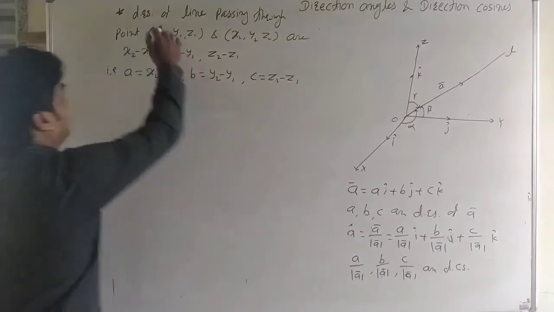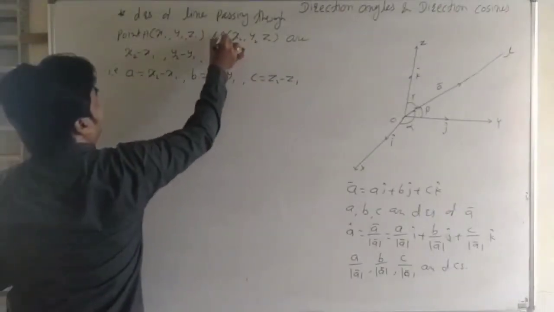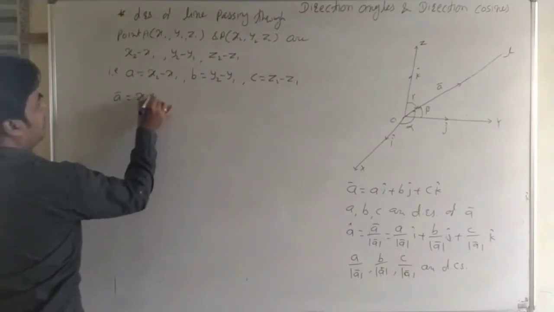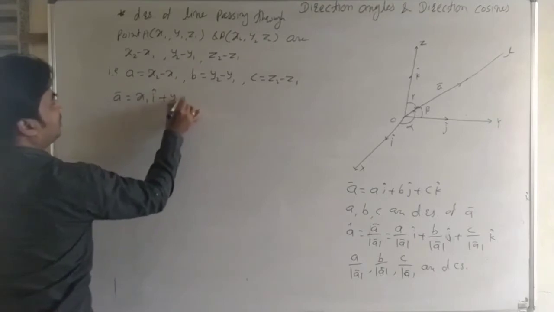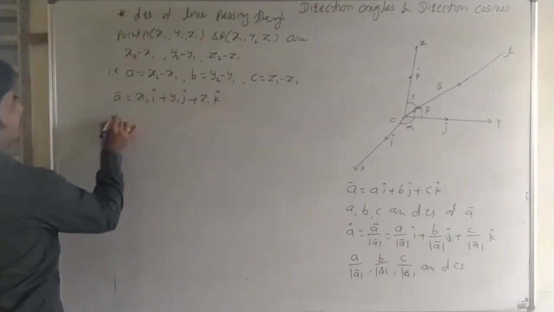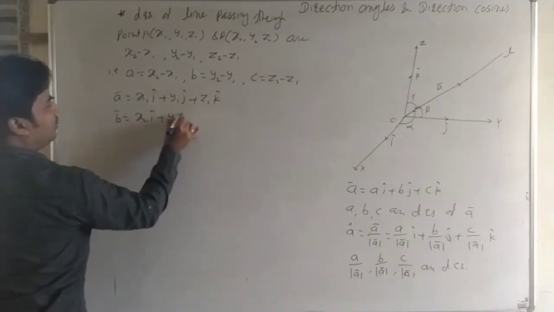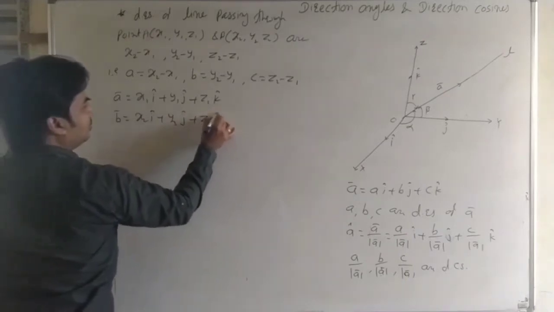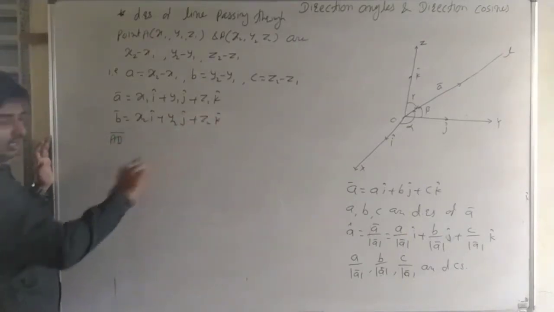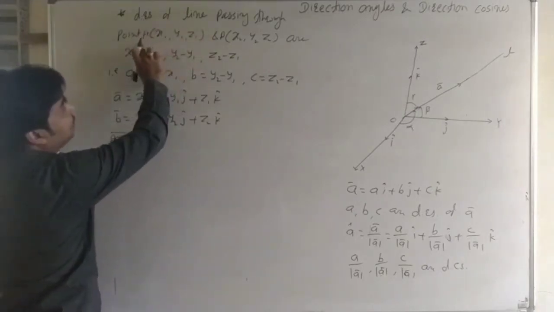Okay, now suppose it is point A and it is point B. Therefore A bar is equal to x1 i cap plus y1 j cap plus z1 k cap. B bar is equal to x2 i cap plus y2 j cap plus z2 k cap. Now vector AB, that is line AB. We want to find the direction ratios of a line passing through 2 points.